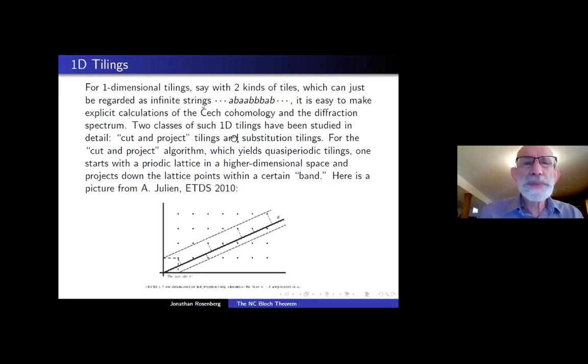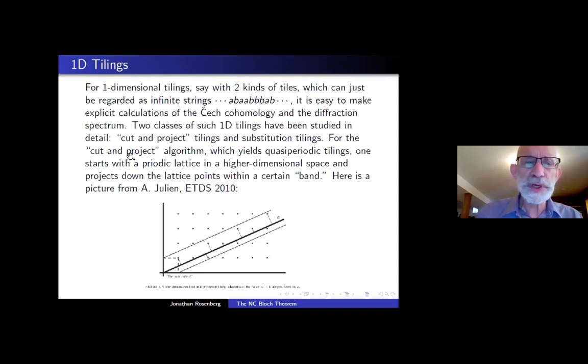So if you have a one-dimensional tiling, let's say you have an alphabet of 2 letters, so there are 2 kinds of tiles, A and B, and a tiling is just a sort of infinite string of these letters. So you can do explicit calculations of the Čech cohomology and the diffraction spectrum. There are 2 kinds of 1D tilings that have been studied in detail. They're the so-called cut and project tilings, and they're the substitution tilings.